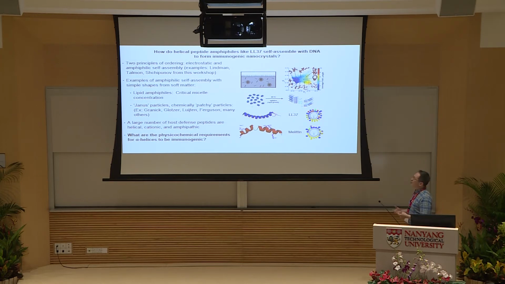And this is a problem where you have two different principles of ordering, electrostatic and amphiphilic self-assembly, which is something you've heard about in this conference. There's great work that you heard about in this morning session. But if you think about amphiphilic self-assembly with simple shapes that you've heard of in soft matter, obvious cases to think about would be lipid amphiphiles and the fact that you can make micelles and have the CMC. You can also think about the so-called Janus particles and chemically patchy particles that people have been studying in the last 10 years. The nice work from Steve Granick and Sharon Glotzer, Eric Bloughton, Andy Ferguson, many others.